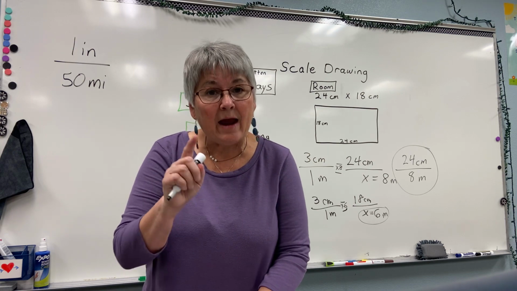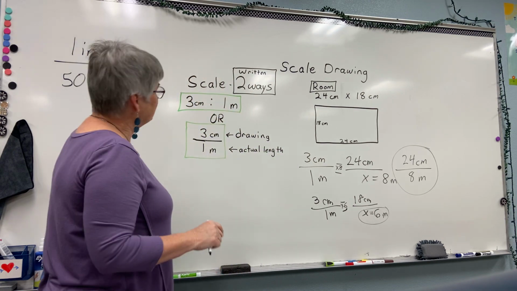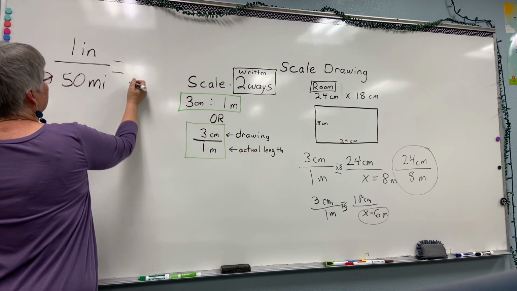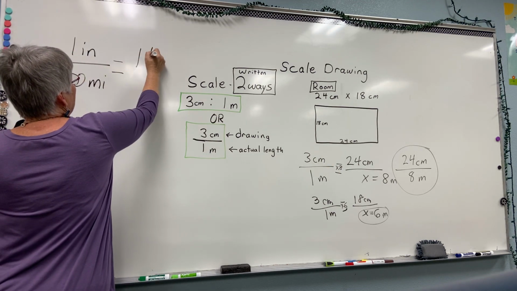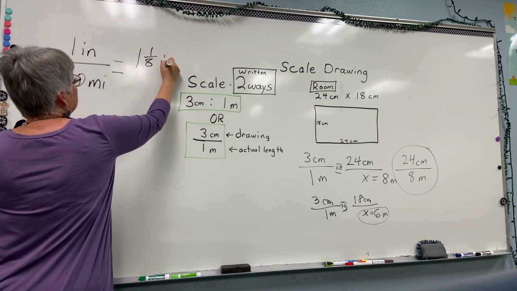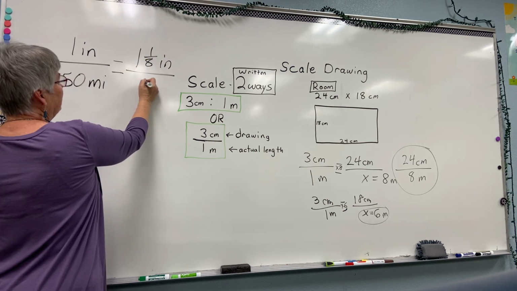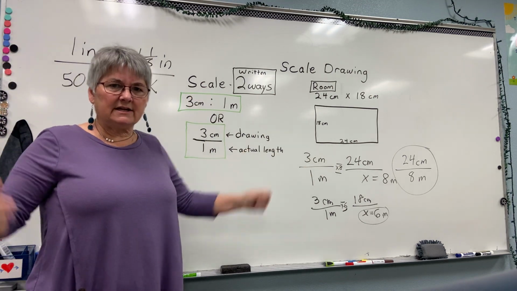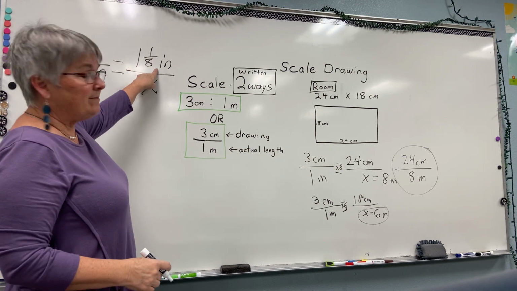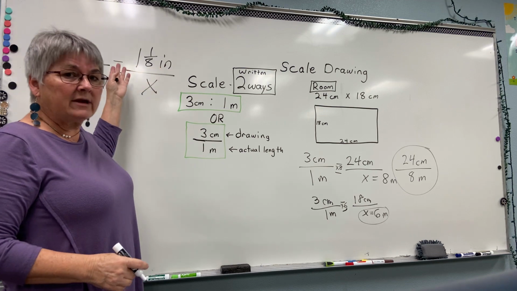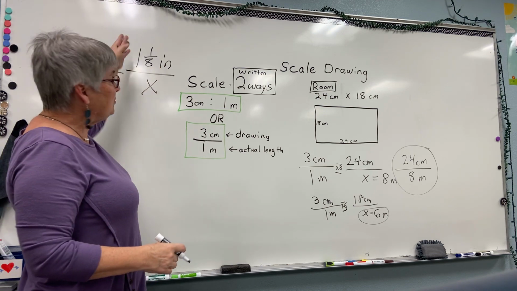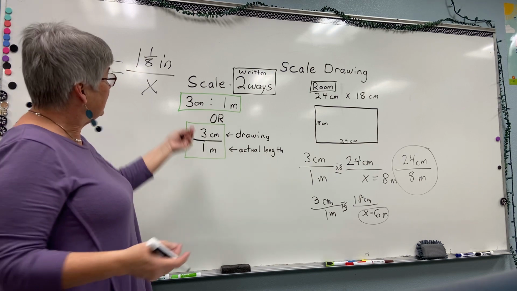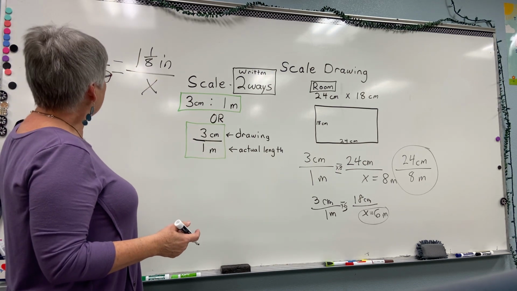So 1 1/8 inches. So this equals 1 1/8 inches over, I want to find the real live distance. And now this is what I measured on my map. And you go, how can I have a mixed number as a numerator? Because that's what we measured on the map. So we go ahead and do that, okay?